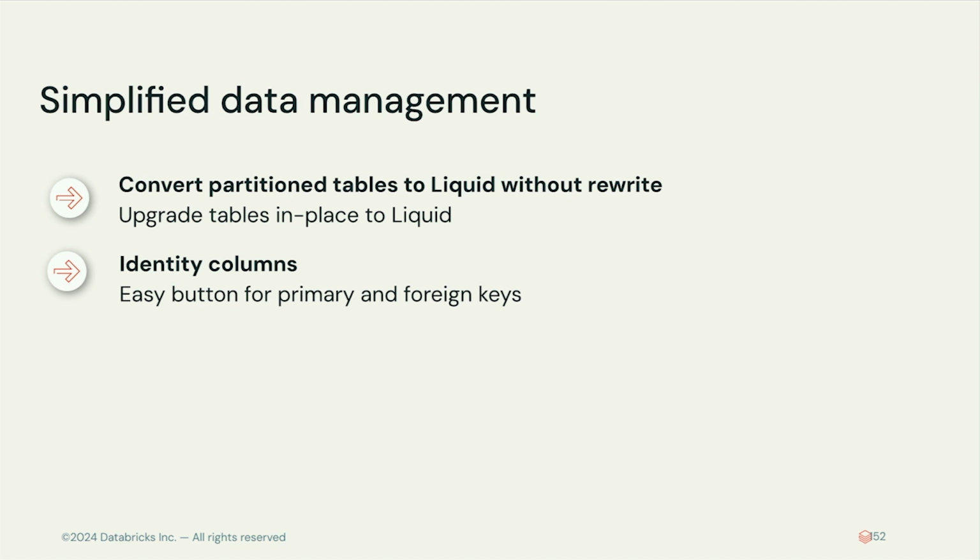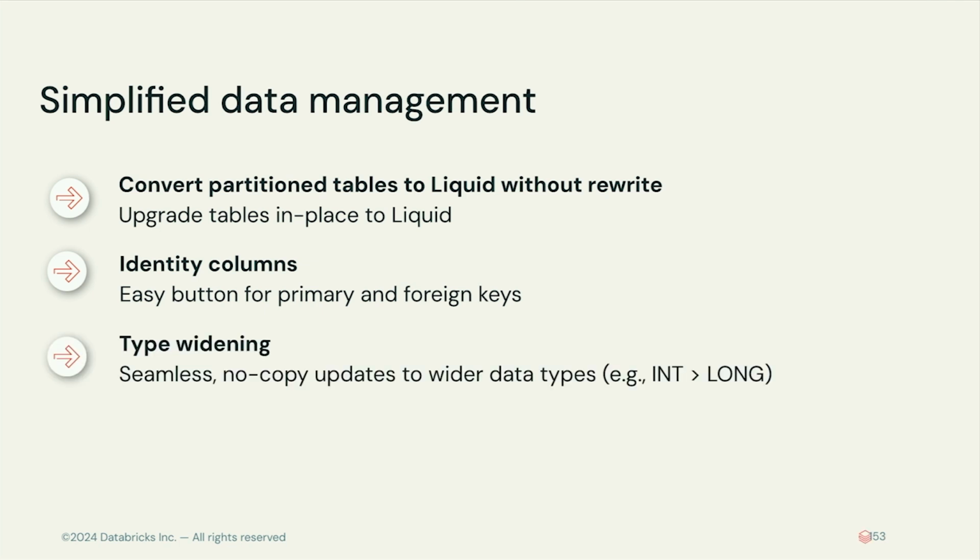Something else that we're working on is identity columns. So this allows you to easily generate a unique ID for each row, which is a super common use case for creating primary and foreign keys.